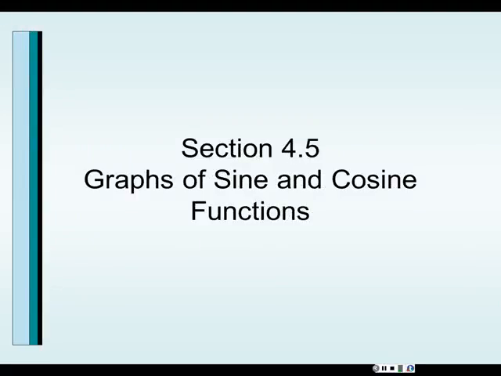All right, so today we will start section 4.5, where we'll be talking about the graphs of sine and cosine functions. I think we already know that those are the primary trigonometric functions out of all the six, because if you know sine and cosine, you'll be able to know all of the other four functions. And these are periodic functions.